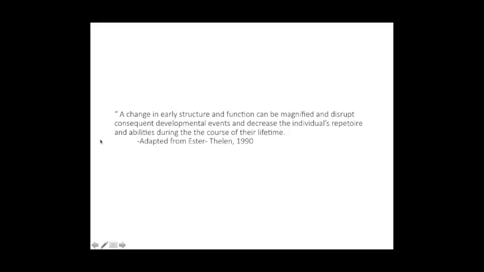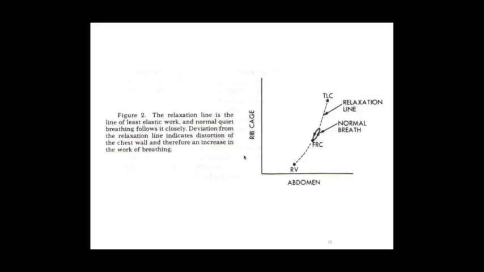And Esther Thelen was someone who wrote a lot of really great articles. This is the battle we fight. This is from Mortola's, or Campbell's book 30 years ago. It basically shows you rib cage and abdomen are the X and Y axis on which normal breath function, functional residual capacity is decided. The total relaxation line towards total lung compliance is decided by these factors, external factors that we control. And the relaxation line is the line of least elastic work, and normal quiet breathing follows it closely.